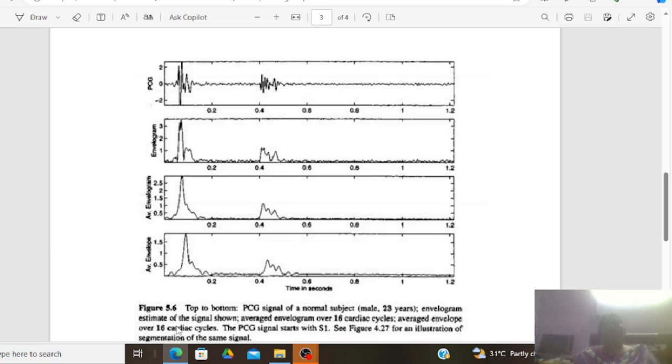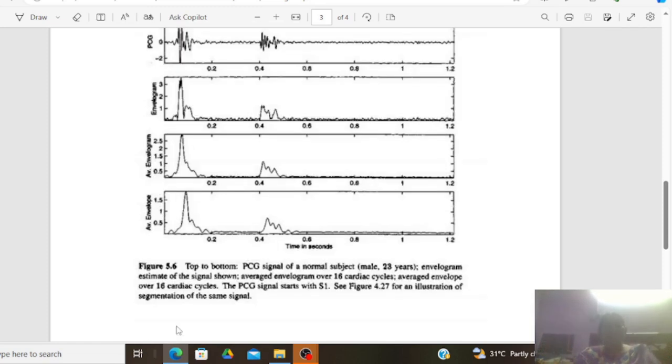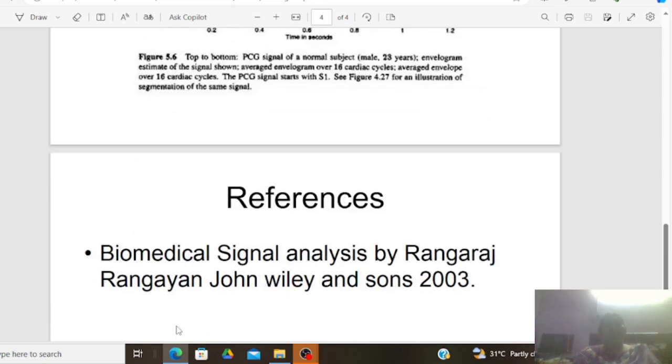This is the PCG signal for a normal subject who is 23 years old. For them, we extract the envelogram of the signal by averaging the envelogram over 16 cardiac cycles. The PCG signal started here with S1. We apply segmentation of the signal and then extract the envelogram of the signal. Okay, this is the reference book you can refer to for this particular topic.